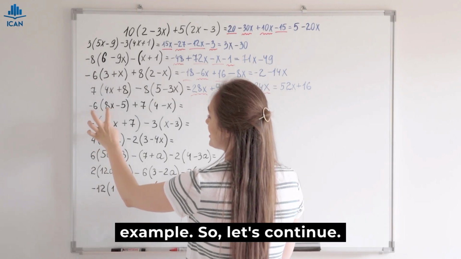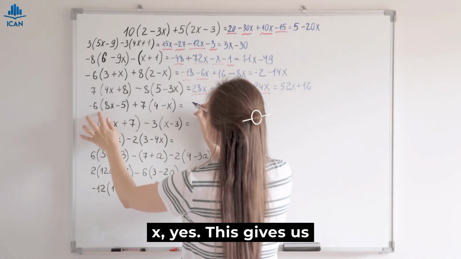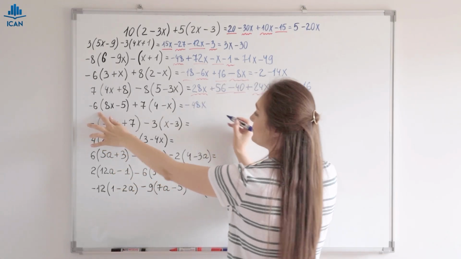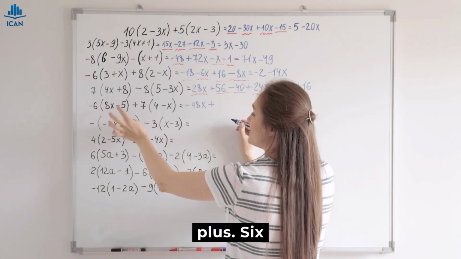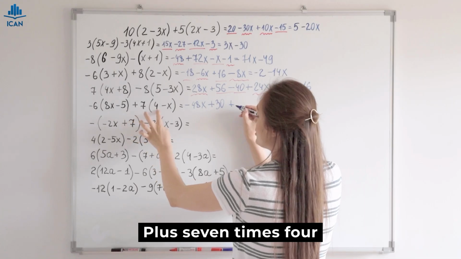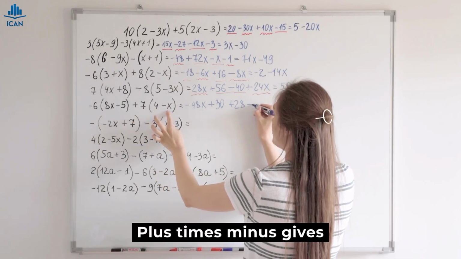So let's continue. Minus 6 multiplied by plus x, yes. This gives us minus 48x. Minus times minus equals plus. 6 times 5 is 30. Plus 7 times 4 is 28. Plus times minus gives minus 7x.